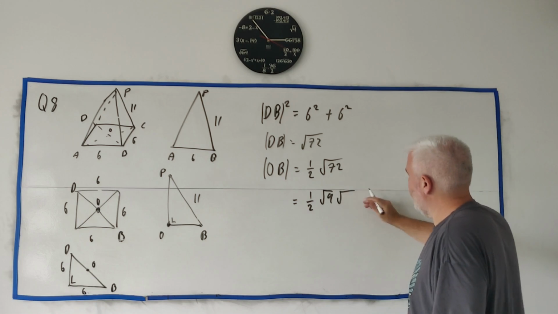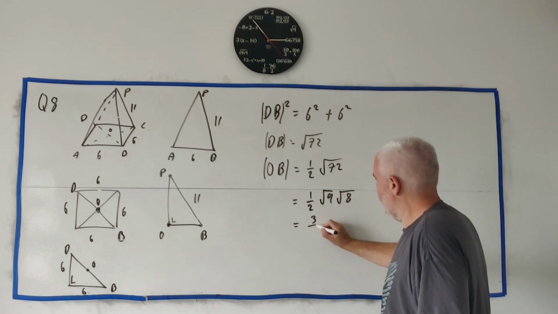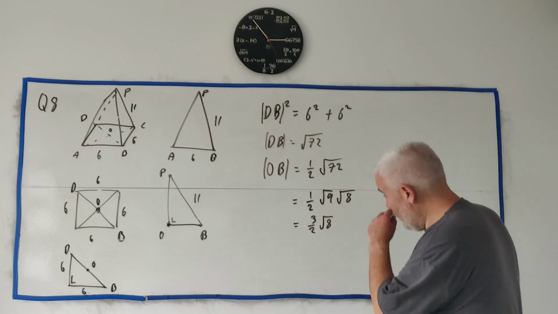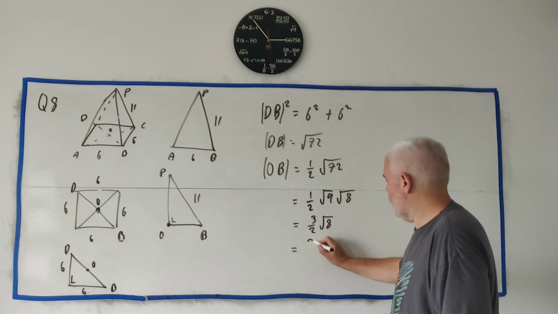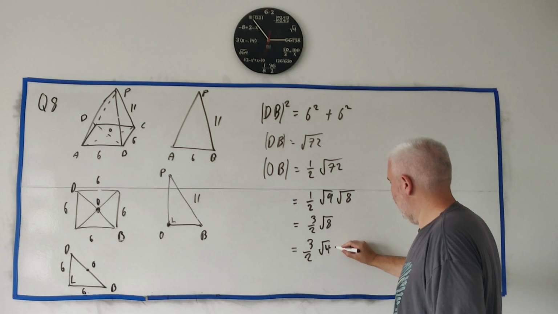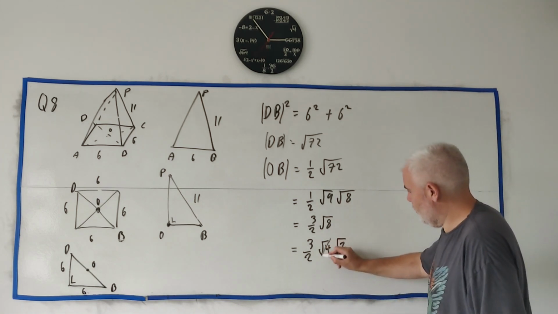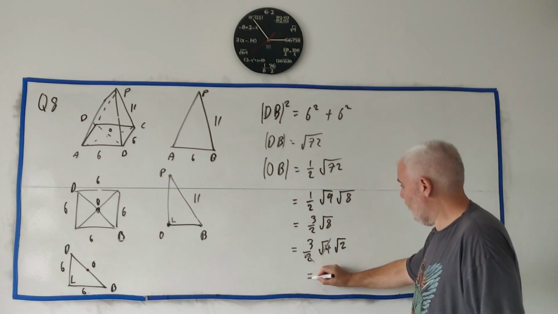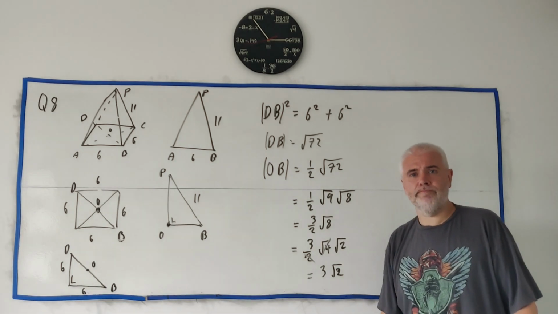Square root of 9 goes in 8 times. So that turns into 3 over 2 square root of 8. We can go smaller though, because 4 goes into that. So we can go 3 over 2 square root of 4 goes in 2 times square root of 2. And square root of 4 is just 2. So that cancels with that. And we're left with what they told us we'd get. 3 square root of 2.